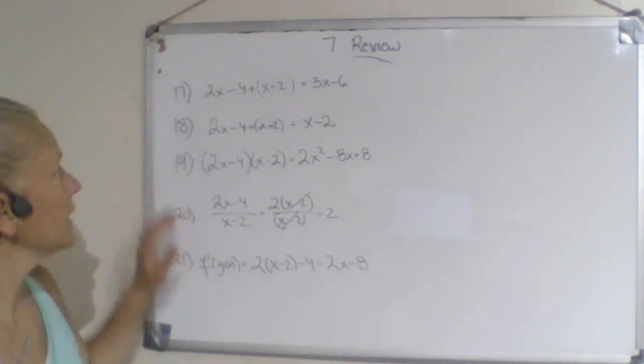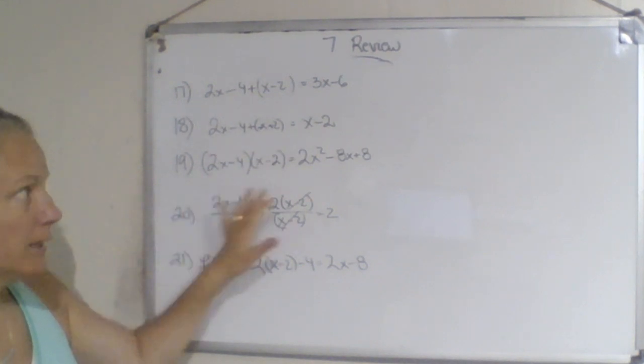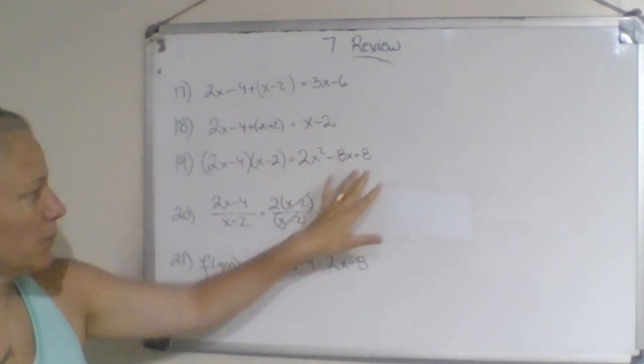You're on page 457. You're going to do 17 through 21. Okay, guys, here's your answers. For 17, 3x minus 6. 18, x minus 2. 19, we did FOIL, 2x squared minus 8x plus 8.